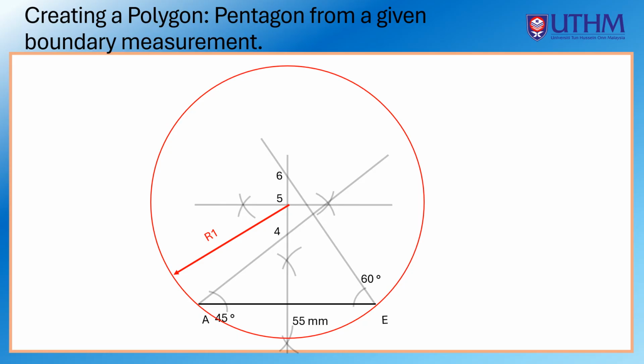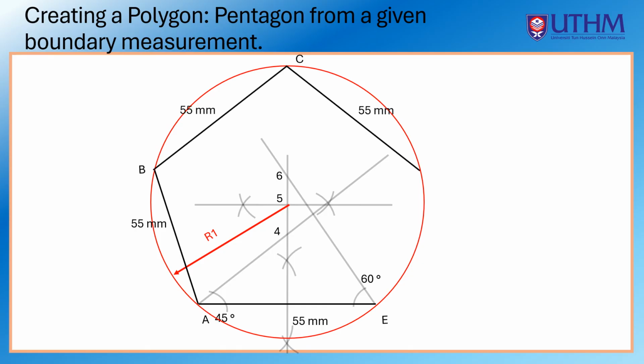Using the boundary size given, the pentagon boundary is marked on the circle: AB, BC, CD, and DE. Now you have created a pentagon from a given boundary measurement.